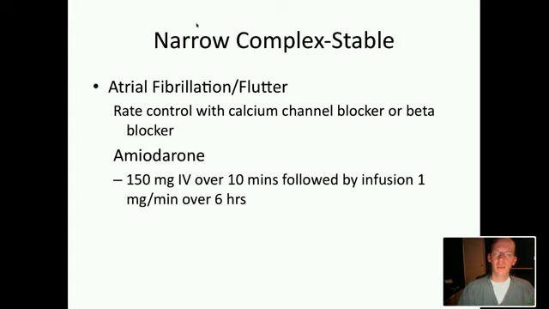It's not going to convert them, but it may slow them down so that they're more stable at a slower rate. Amiodarone will be rate controlling, and in some patients will chemically cardiovert them. So you get two for one. It may not convert them, but it may slow them down, or maybe it will even convert them. Once again, the dose is 150 milligrams over 10 minutes, followed by your infusion of 1 milligram per minute over 6 hours.